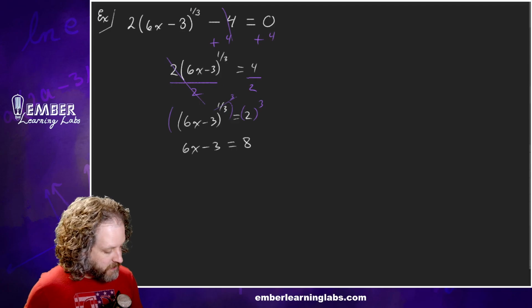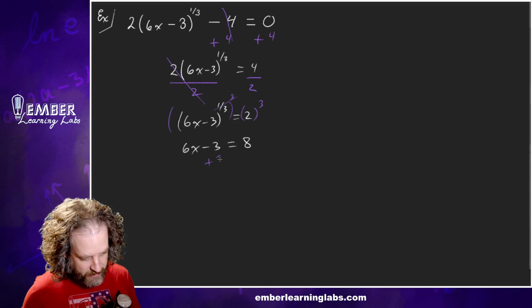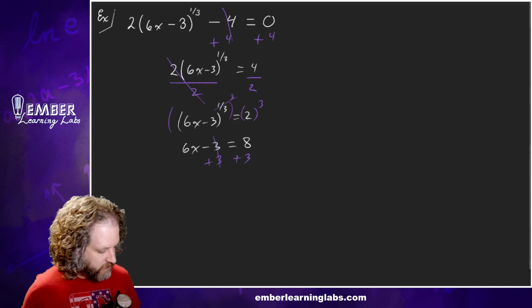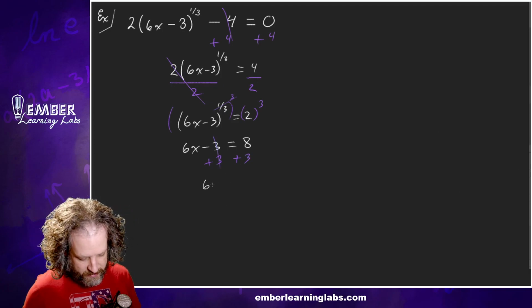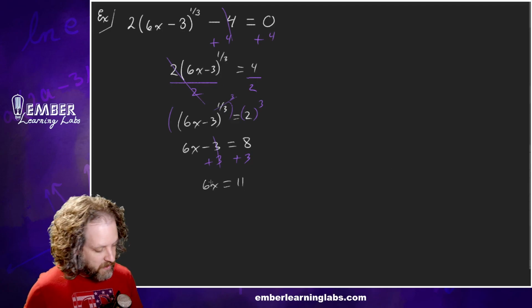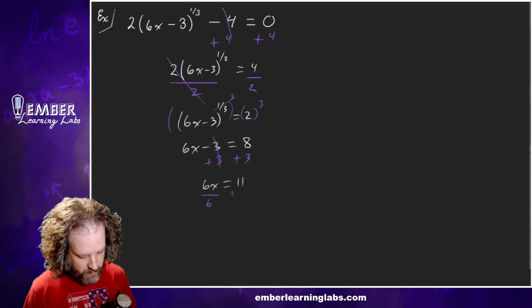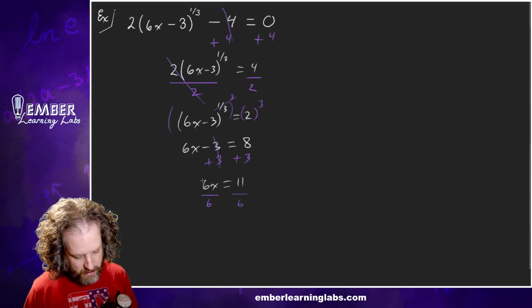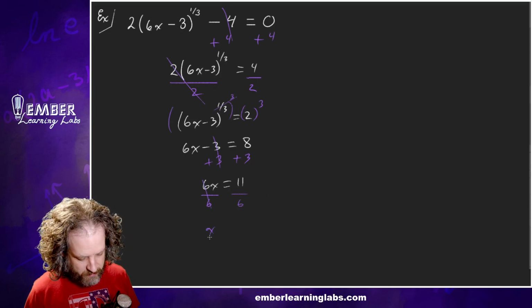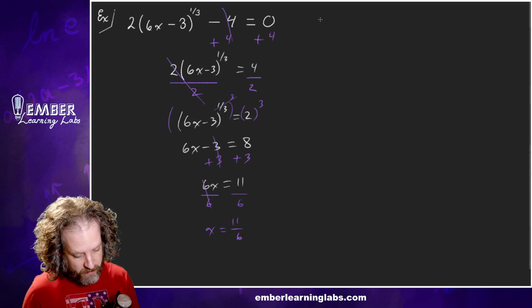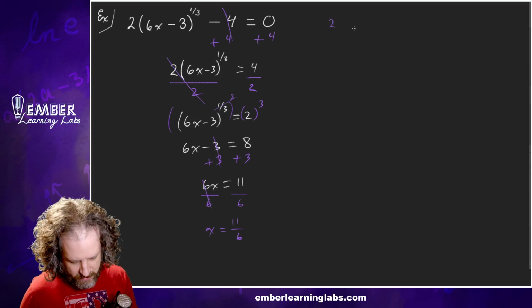Going to get rid of that minus 3 by adding 3 to both sides. Cancels over here, leaving us with 6x equals 11. Divide the 6 off. And we end up with x equals 11/6. All right, we better check that to make sure it works. So we're going to substitute it in here.